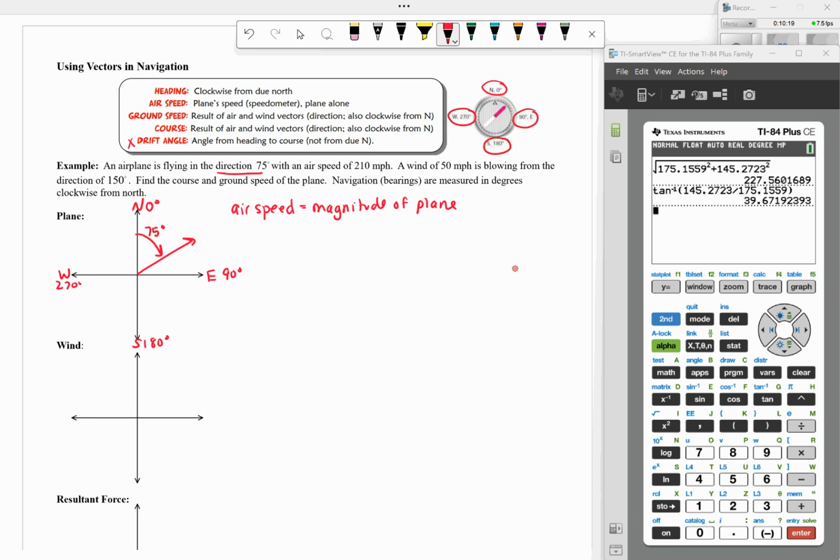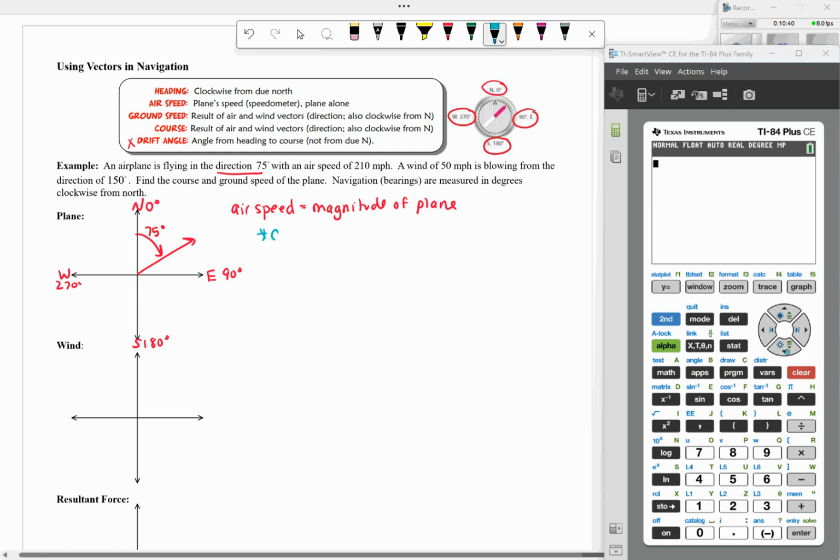So we want to figure out the component form for this. So we need to figure out what the horizontal component is and the vertical component. So in order to do so, we first need to find the standard angle, because remember, your calculator uses standard angles and not navigation. So that's why it's always important to convert. So we're going to first convert to a standard angle.